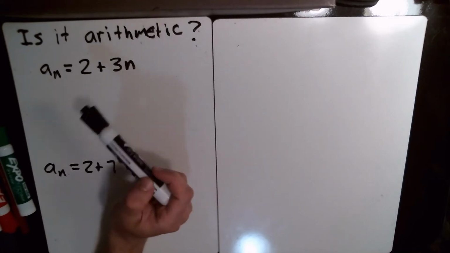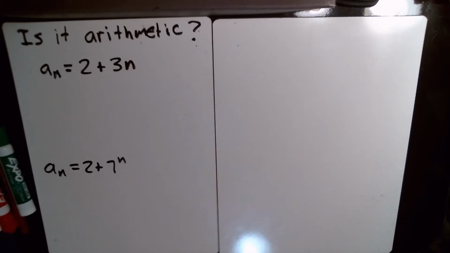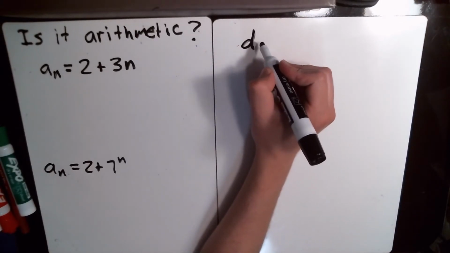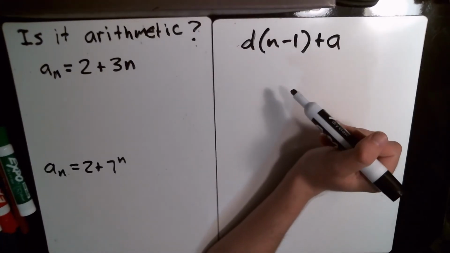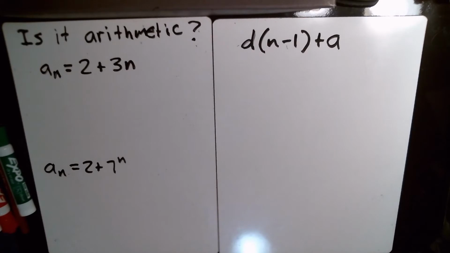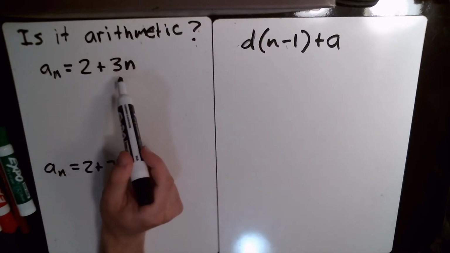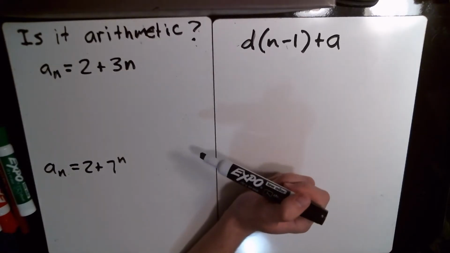Is this like mx plus b, or is it the form that we had given before, the standard form for our arithmetic sequences? If you remember, it was d times n minus 1 plus a, where d was the common difference, a was the first term, and you threw in this minus 1 because sequences start at 1, not at 0. And so this is an arithmetic sequence because it's linear. But it's not written in this form like we had seen before.